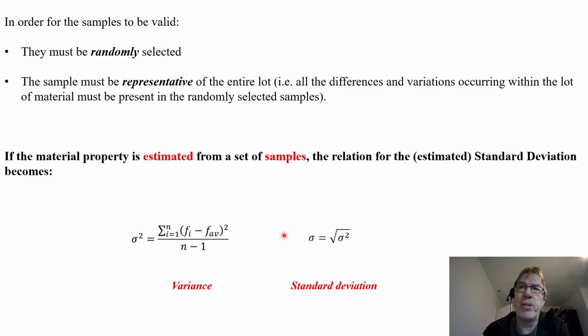If the material property is estimated from a sample set, the reflection of the estimated standard deviation becomes what we saw before, the variance and the standard deviation.